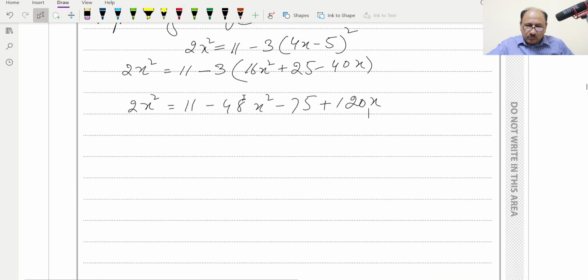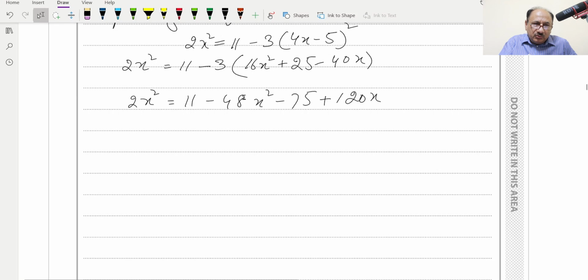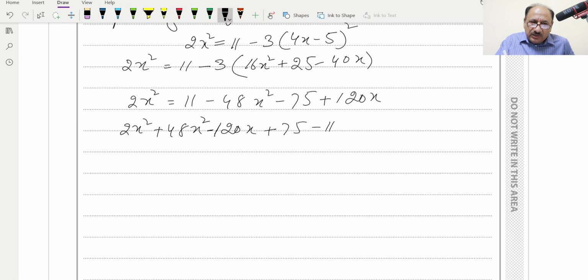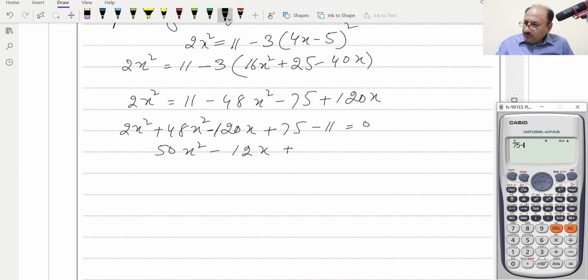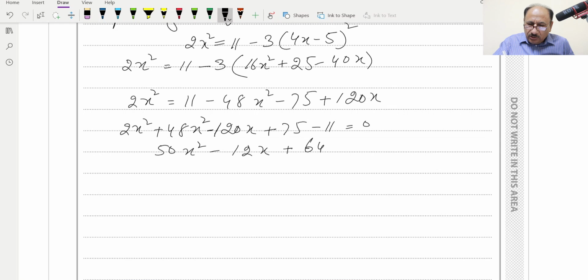Now we can form the quadratic equation. We'll be shifting everything to this side, so it will be 2x squared plus 48x squared, and minus 120x, because we are shifting to the other side, and plus what? Plus 75 minus 11 is equal to 0. So our quadratic equation will be 50x squared minus 120x, and this will be plus 75 minus 11 is equal to 64 is equal to 0.